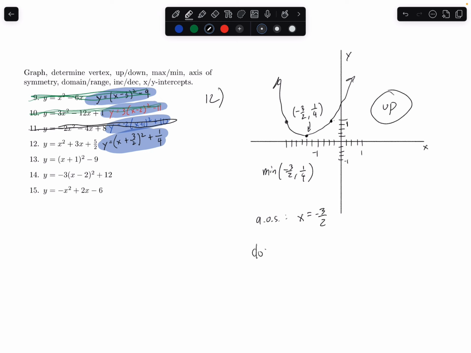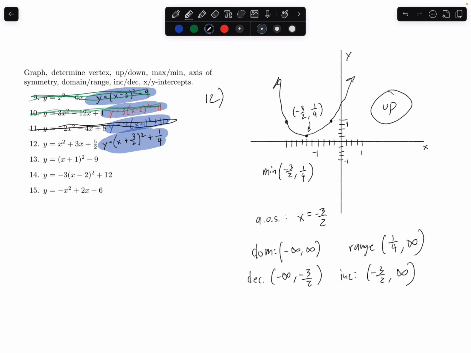And domain range. Domain, always for these quadratics, you can plug in anything. So -infinity to +infinity. And the range, whatever the y value is, which is a fourth, and since opening upwards, everything above that. You're decreasing until you hit the x value at the vertex. So it's from -infinity up until -3/2. And then you're increasing after that, from -3/2 onwards. Okay, now for the hard part, x-intercepts. Hard-ish part.